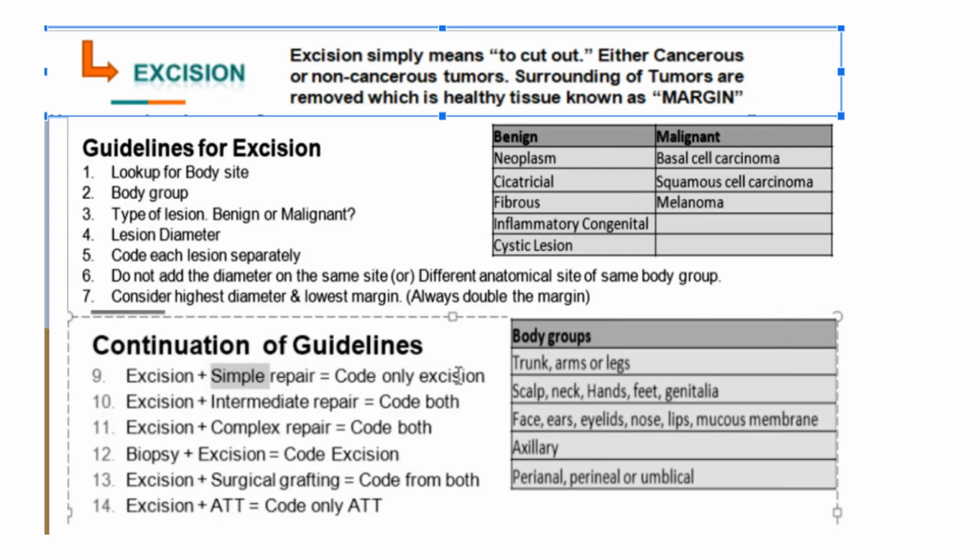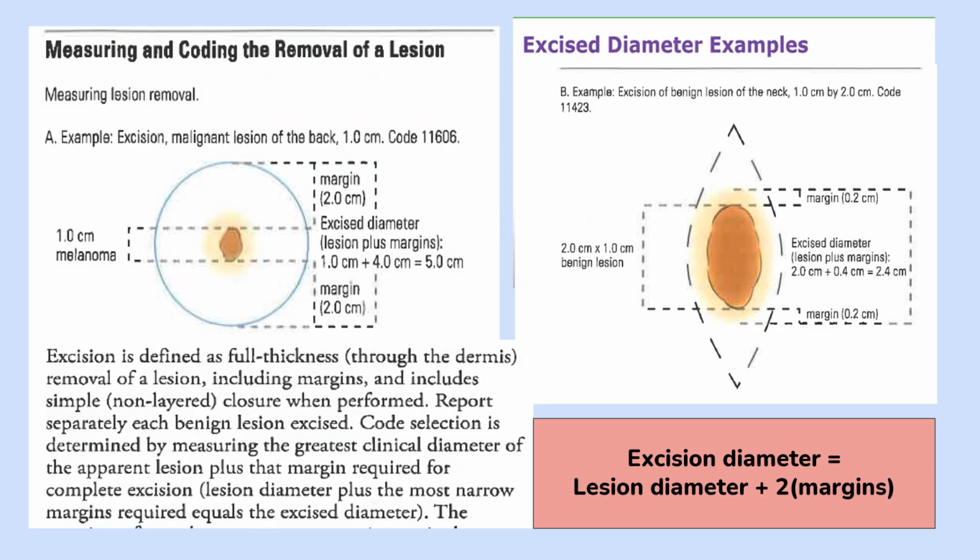We code excision as well as the surgical grafting. And if the excision plus adjacent tissue transfer happens, we code only the adjacent tissue transfer. Now we are going to see each and every guideline in detail. So excision is defined as a full thickness removal of the lesion. I want complete attention here.